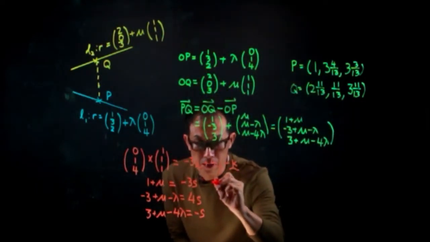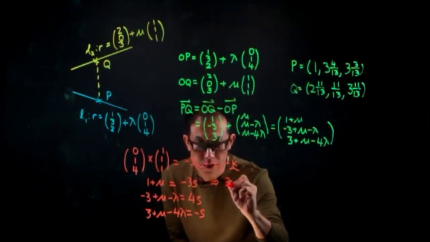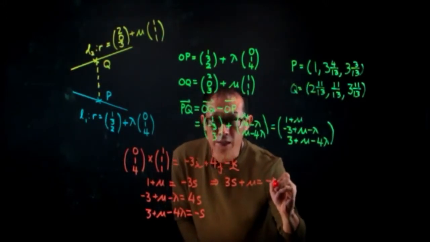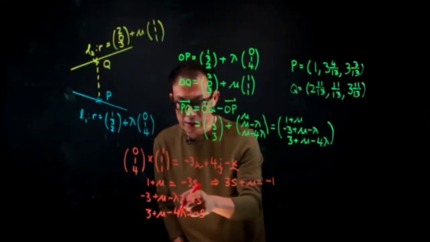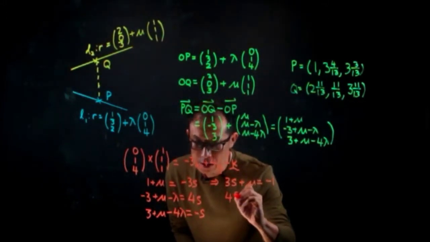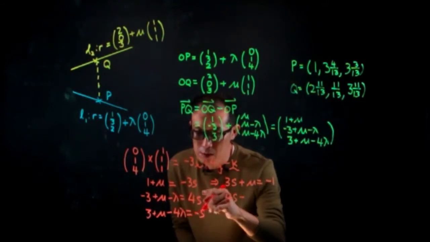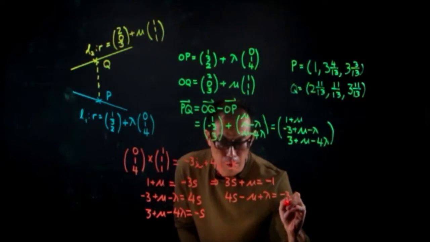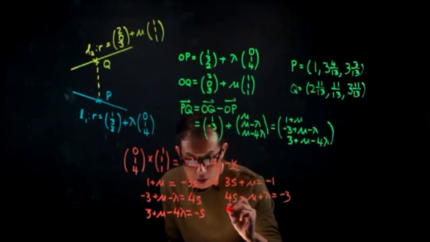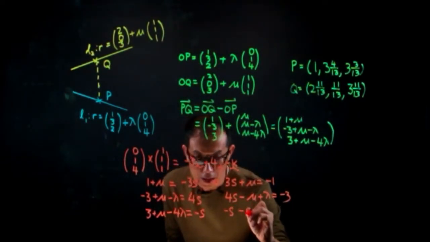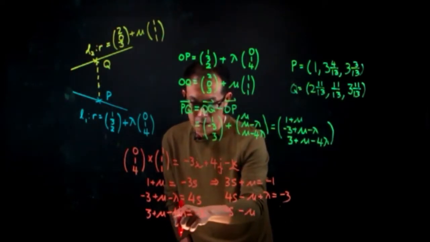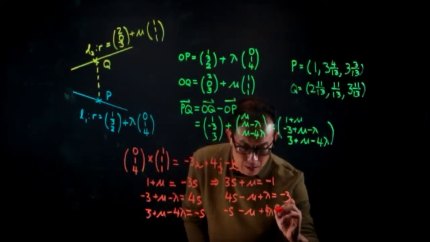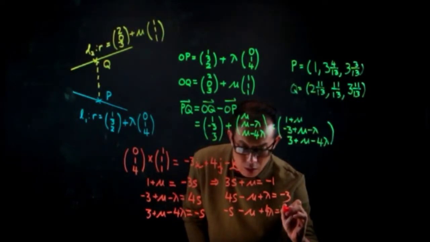Now we can rearrange this. So from here, what do we get? We get 3s plus mu is equals to minus 1. How about the other one? You got 4s minus mu plus lambda equals to minus 3. And then you got minus s minus mu plus 4 lambda will be equals to 3.